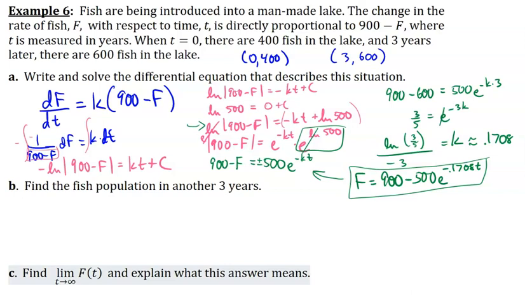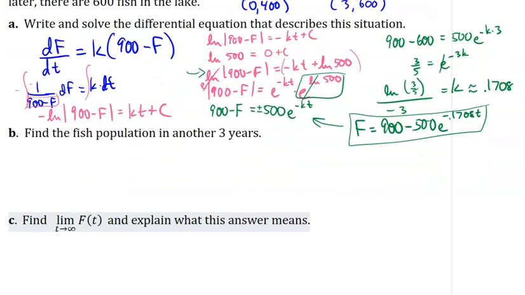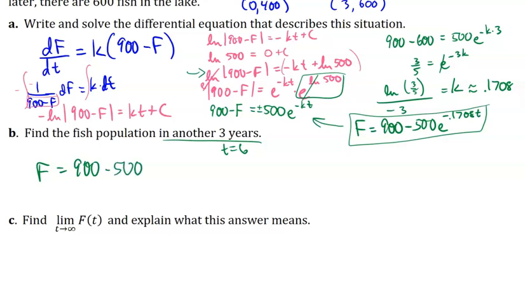So now the question says find the fish population in another 3 years. Because it says in another 3 years, that means after 6 years total. So we're just going to plug in t equals 6 here. So F equals 900 minus 500 times e to the negative 0.1708, I'm going to use the number stored in my calculator there, times 6. Again, calculator problem, that comes out to be approximately 720 fish.